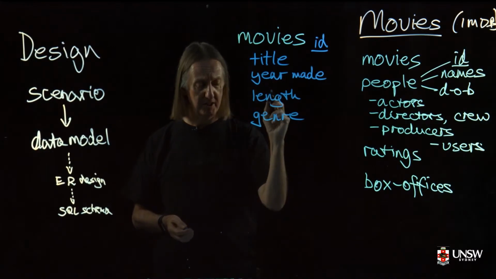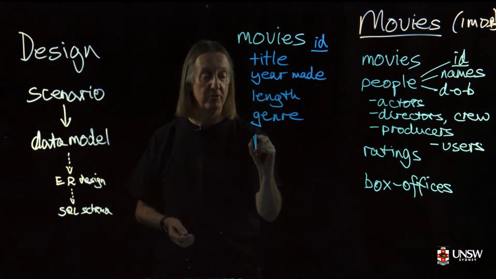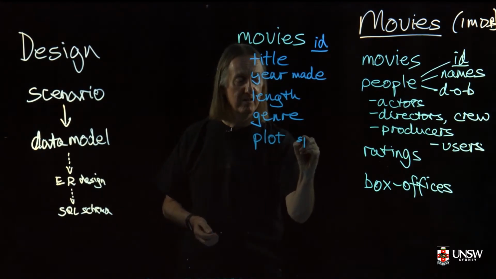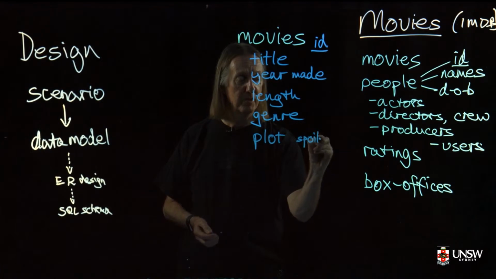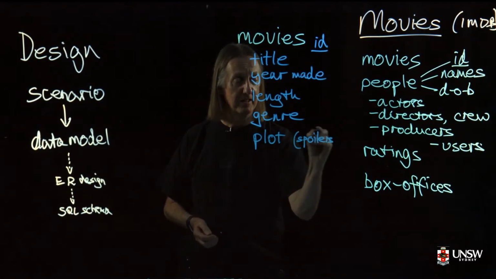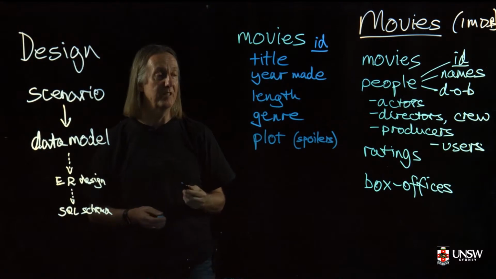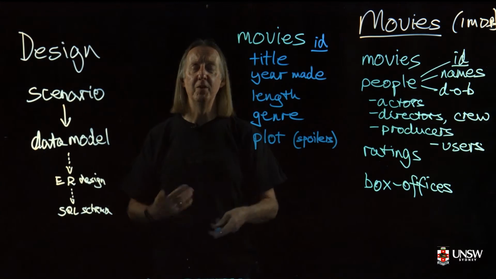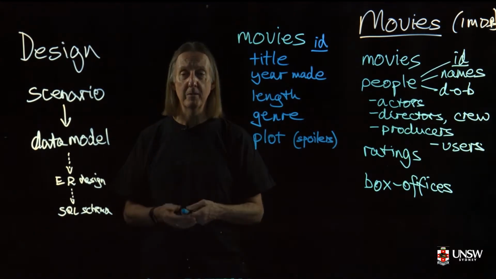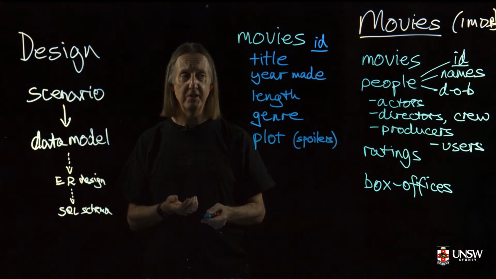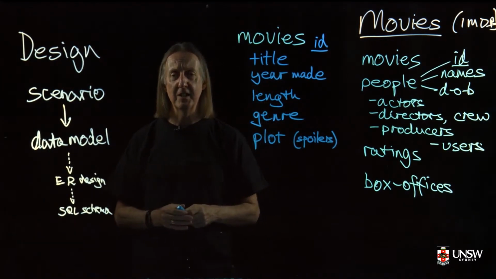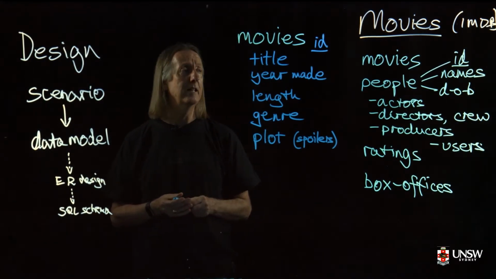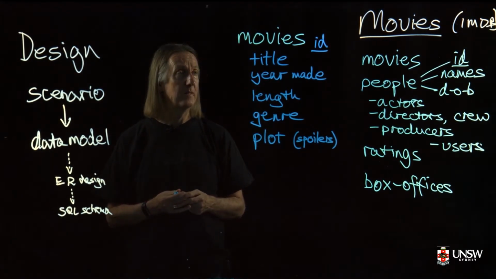Let me see, year made. Oh yeah, we might be interested in providing some information about the plot. Of course, you don't want to add too many spoilers, so maybe they could be a separate property that isn't necessarily displayed. So when I start talking about things like that, not necessarily being displayed, I'm actually talking about the runtime behavior of the system, which we don't care about at this stage. We're really just trying to capture all of the interesting information about the objects in the system.